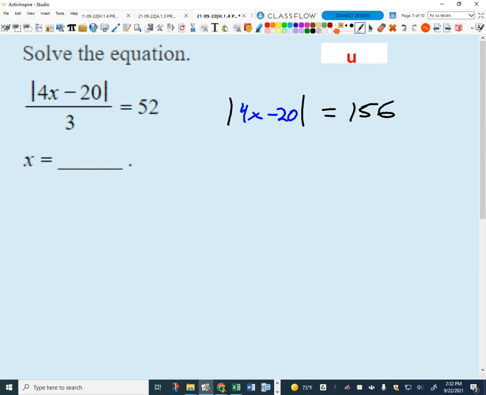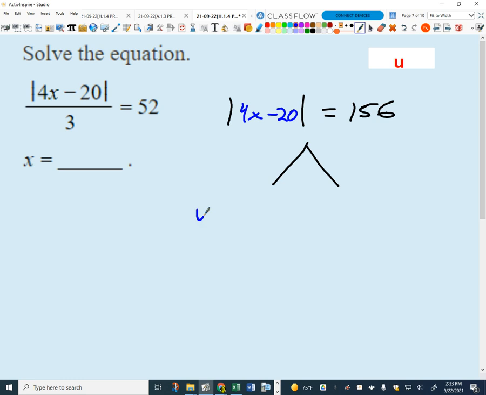Okay, not quite, right? Because the absolute value of u is equal to 156 when either u is equal to 156 or u is equal to negative 156, right? See what I'm saying? So we're going to make this split here, this bifurcation in this process, where we're going to go from one absolute value equation down to two regular equations.